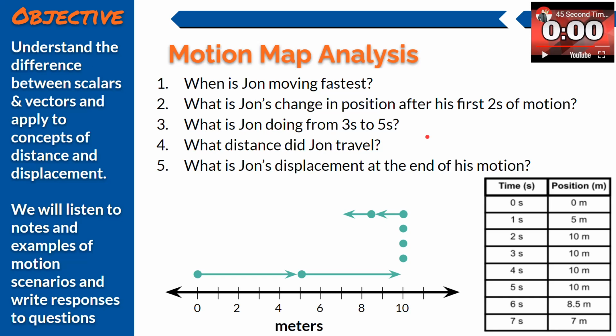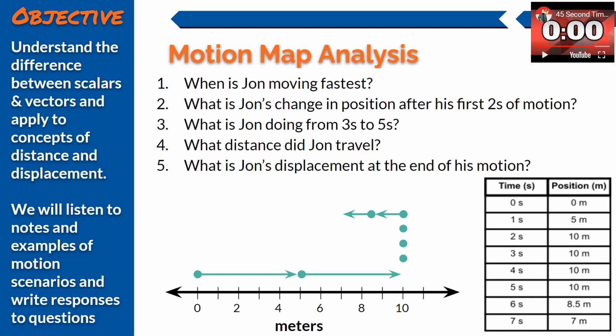Okay, let's see. Connor, when is John moving fastest? What do you think? Between 0 and 2 seconds. Yeah, the first 2 seconds he's moving fastest. In the reading it said that the longer arrows represented faster motion. That's because you're going a greater distance in the same amount of time. If you go farther and it takes you the same second as it does for another one, you're going to be faster. Thank you, Connor.